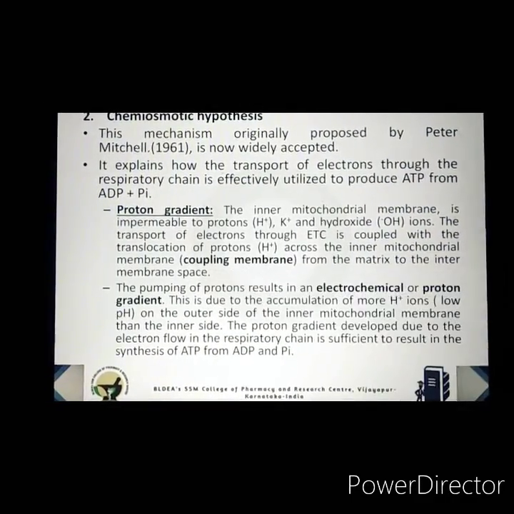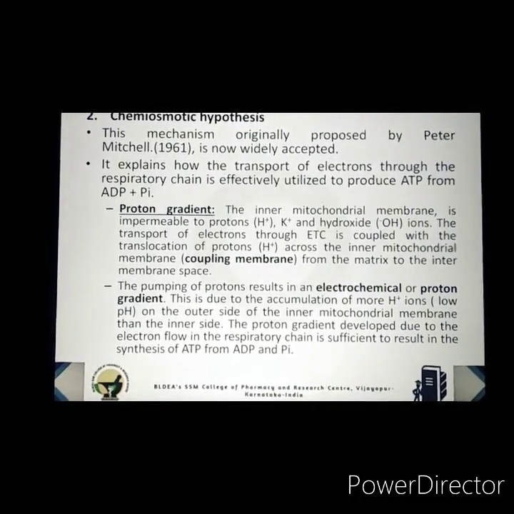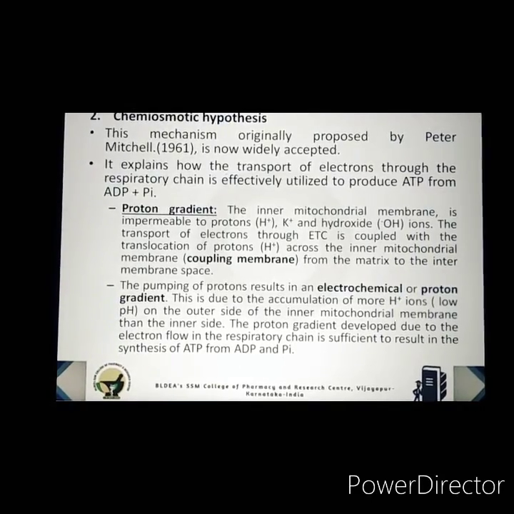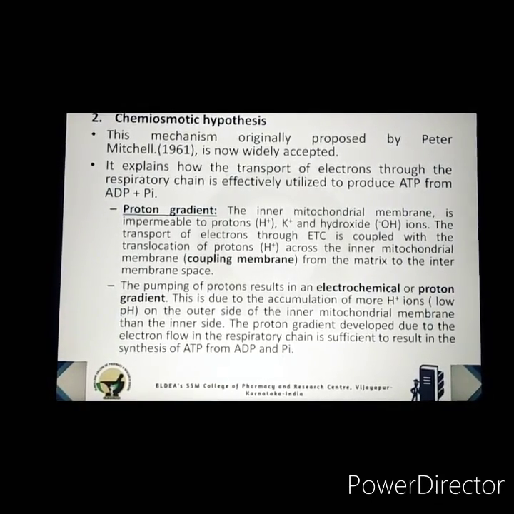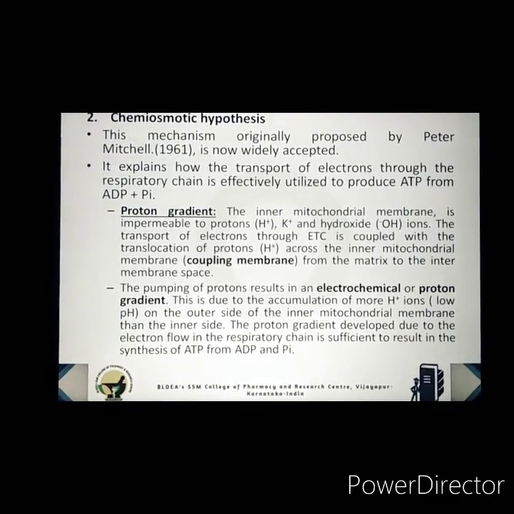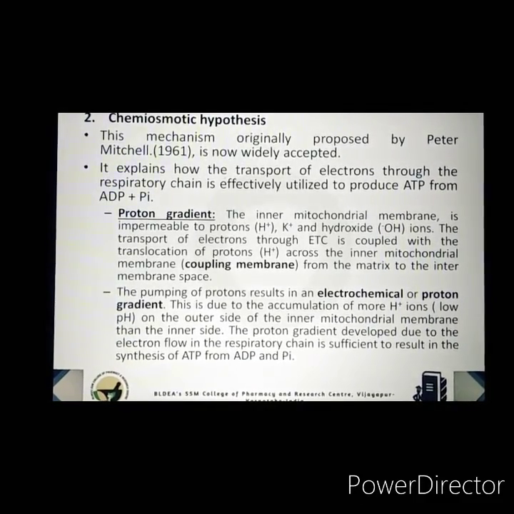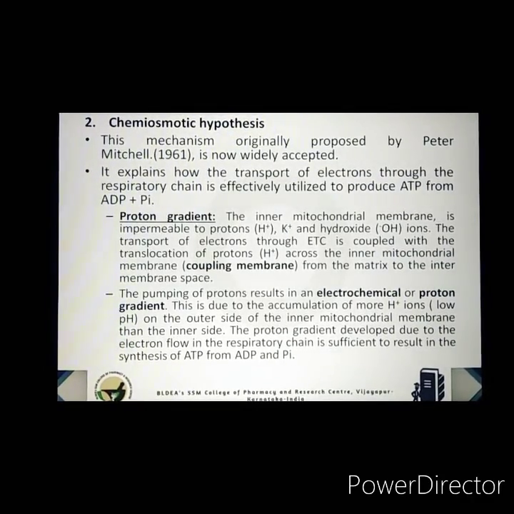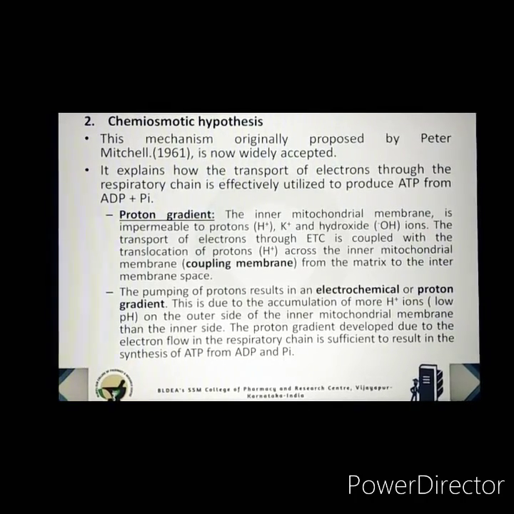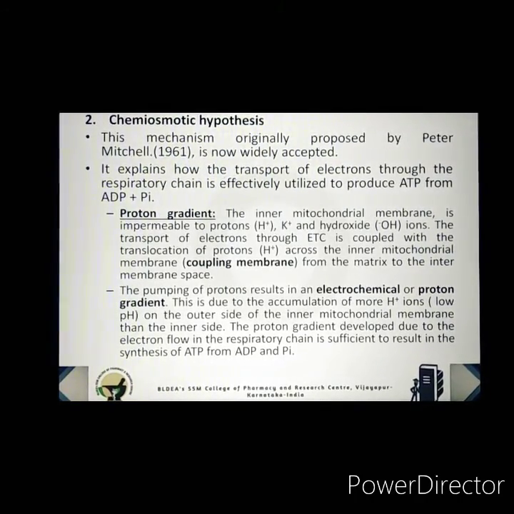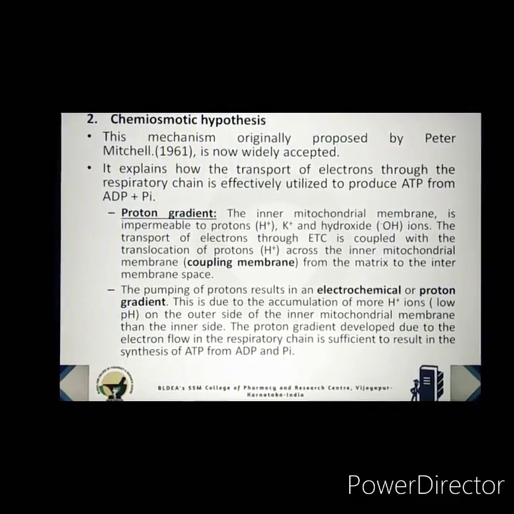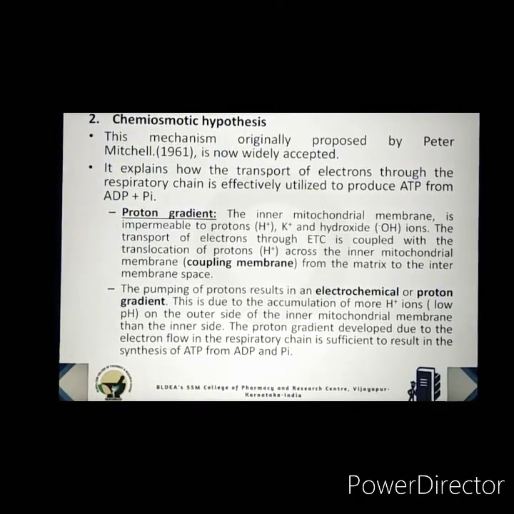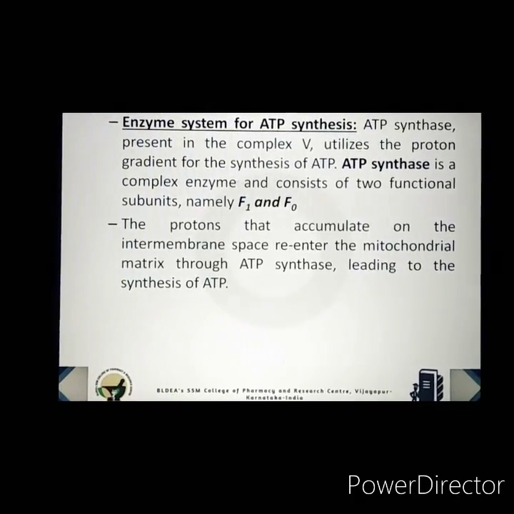Now this electrochemical or proton gradient tries to pump the protons back from the intermembrane space to the mitochondrial matrix. The energy released by the pumping back of protons from the intermembrane space to the mitochondrial matrix is utilized for synthesis of ATP from ADP and phosphate via ATP synthase. So this is how the chemiosmotic hypothesis was proved using the proton gradient as a main component. The other is the enzyme system for ATP.